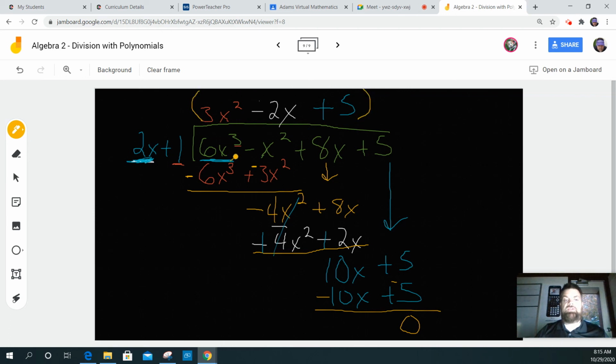In other words, this polynomial right here, this polynomial of 6x cubed minus x squared plus 8x plus 5 divided by 2x plus 1 is equal to this. In other words, if I multiply this by this, I will get this. Does that kind of make sense?